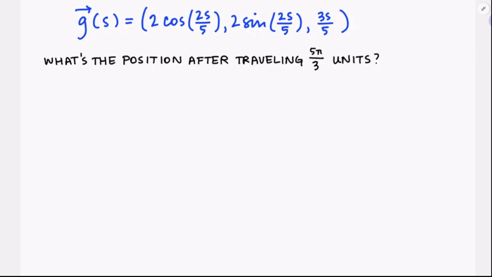So if I'm asked, what's the position after traveling 5 pi over 3 units, I'm going to use s equals 5 pi over 3. I'm going to plug in on g of s. So if I let s equal 5 pi over 3, that means g is going to be 2 cosine of 2 pi over 3, 2 sine of 2 pi over 3, and 1 pi.